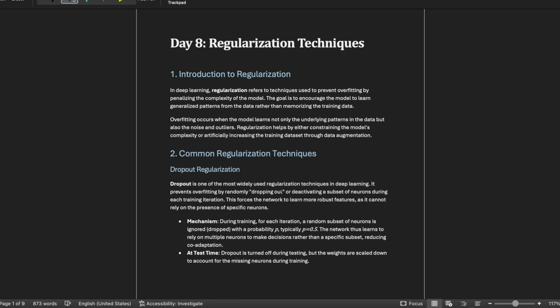Common regularization technique: dropout. Dropout is one of the most widely used regularization techniques in deep learning. It prevents overfitting by randomly dropping out, or deactivating, a subset of neurons during each training iteration. This forces the network to learn more robust features, as it cannot rely on the presence of specific neurons.